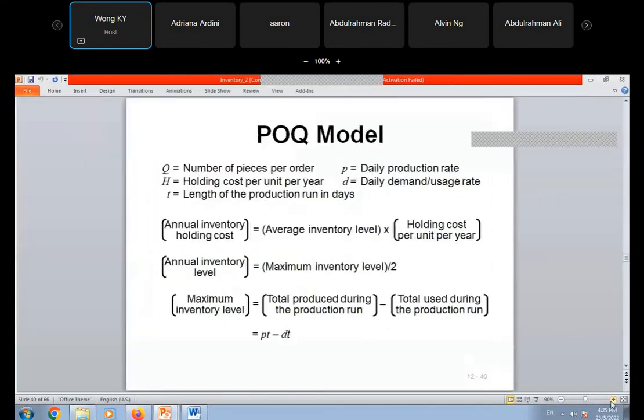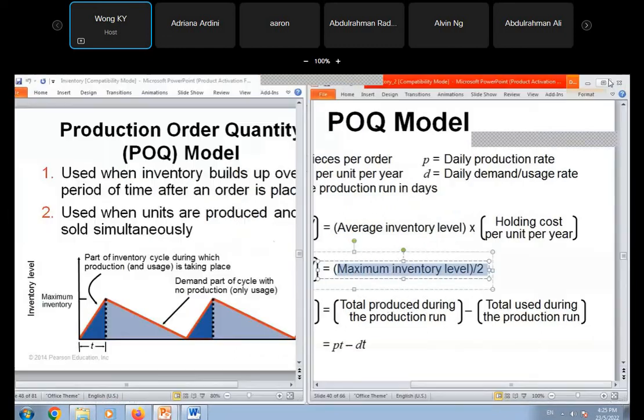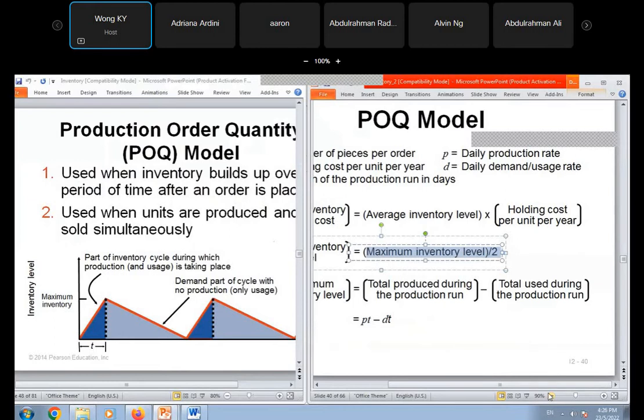So if you understand these symbols, then let's look at how to calculate the annual inventory holding cost. It is equal to the average inventory level times the holding cost per unit per year. The average inventory level can be calculated as the maximum inventory level divided by 2. So we use this maximum inventory level here divided by 2, and that will give us the average inventory level.